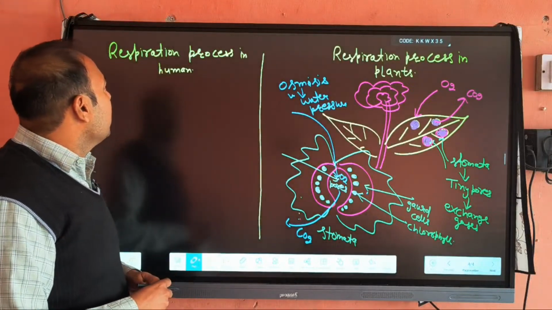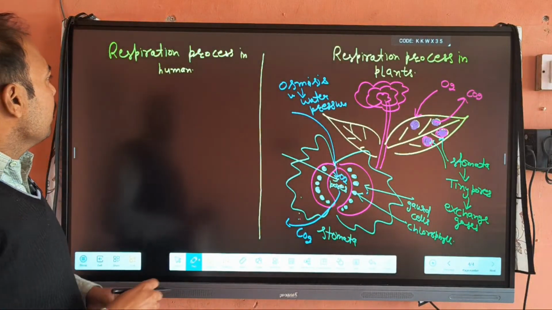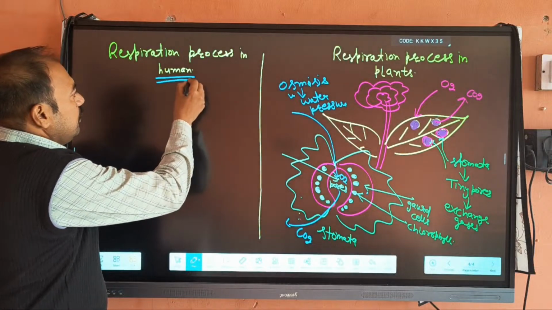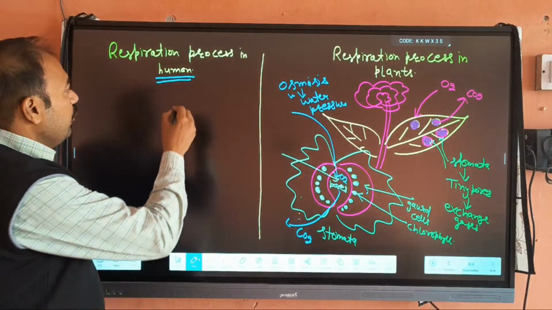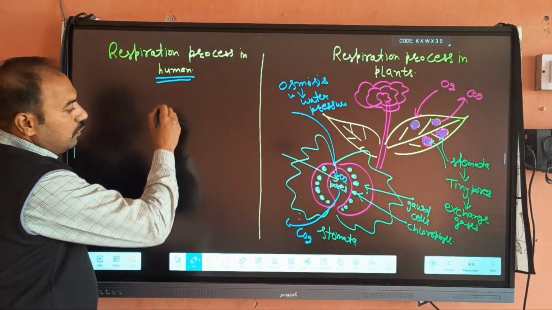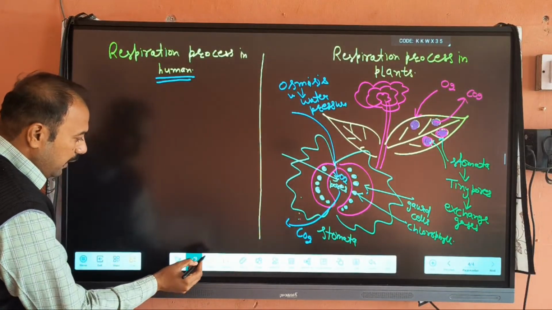But in the case of the respiration process in humans, first of all, they take oxygen in through the mouth. So we can make it here by erasing this.